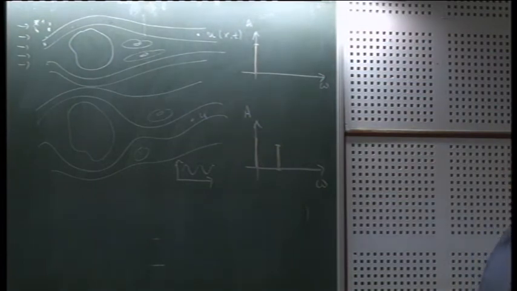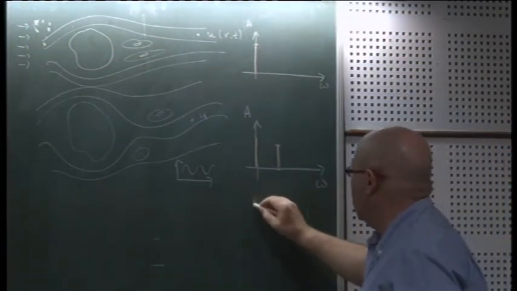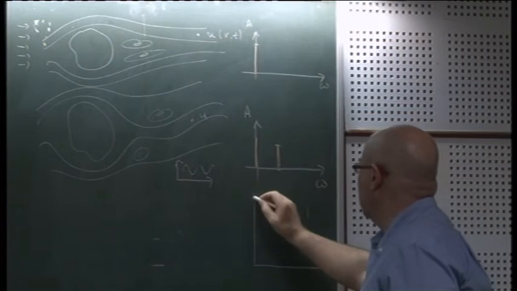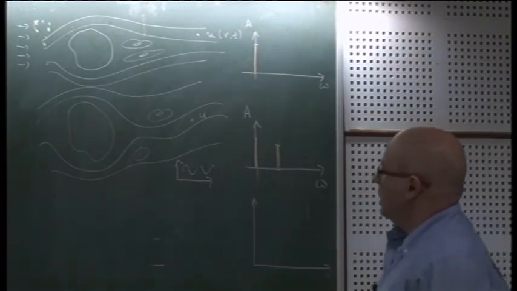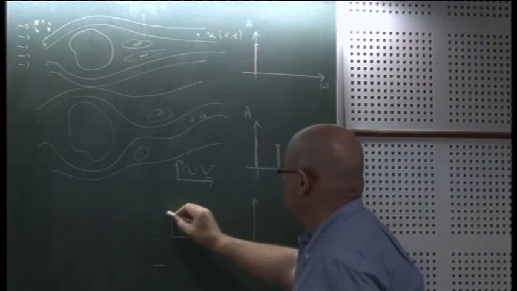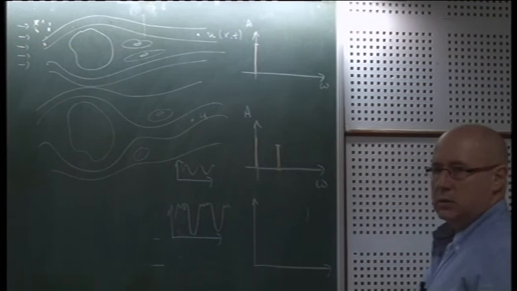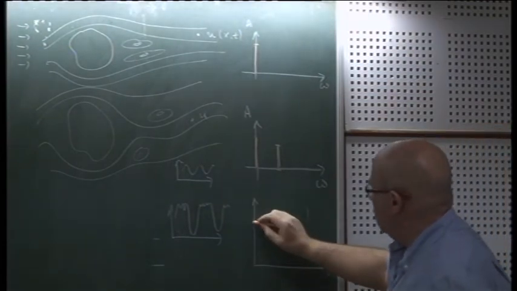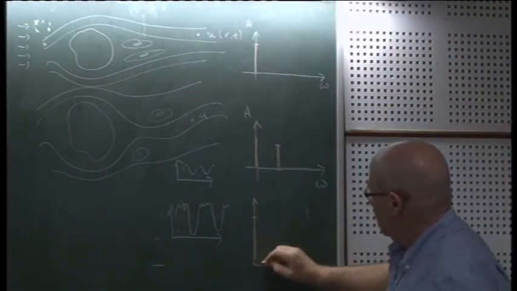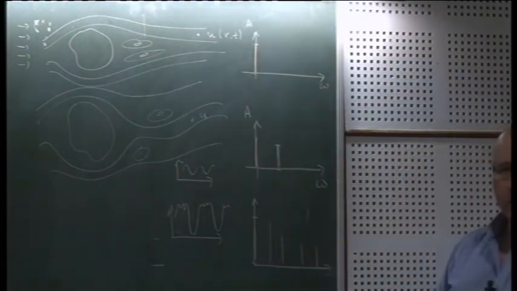If you further increase the Reynolds number, you could have a discrete spectrum with several frequencies alive. So you could well have a signal like this, and then there could be several frequencies alive, not only one, but several frequencies. That's a quasi-periodic flow.